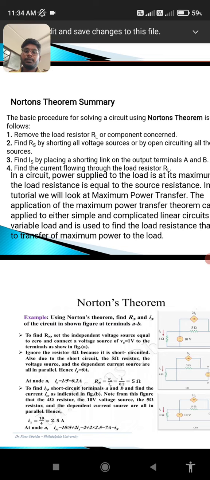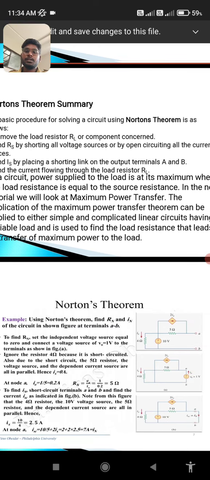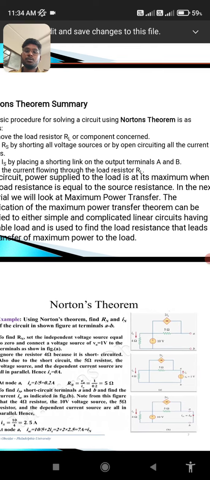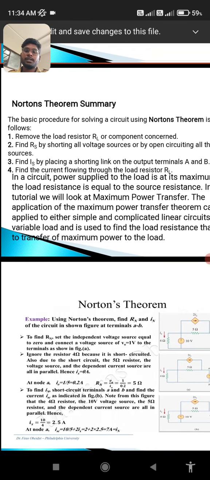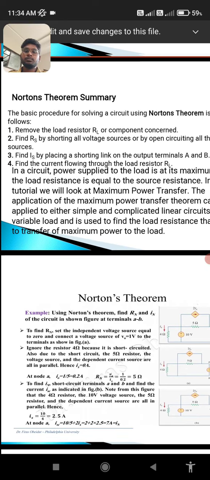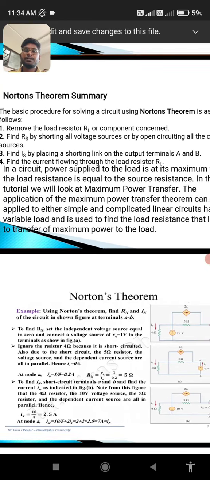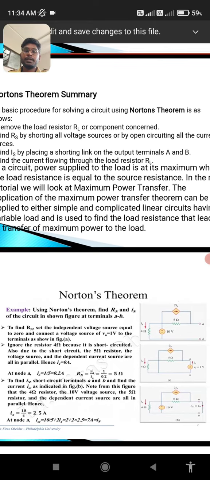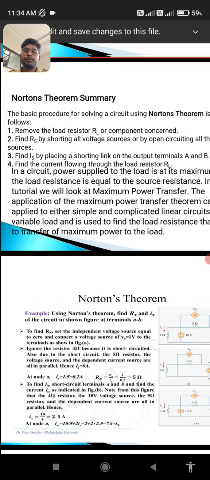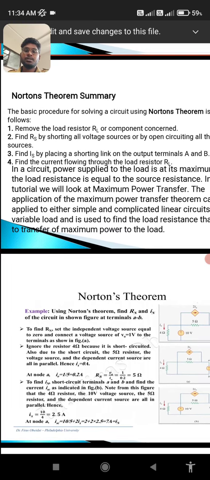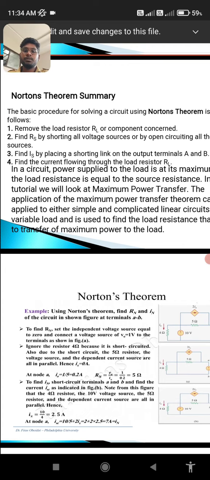In a circuit, power supplied to the load is at its maximum when the load resistance is equal to the source resistance. In the next tutorial, we will look at maximum power transfer. The maximum power transfer theorem can be applied to either simple or complicated linear circuits having a variable load, and is used to find the load resistance that leads to transfer of maximum power to the load.